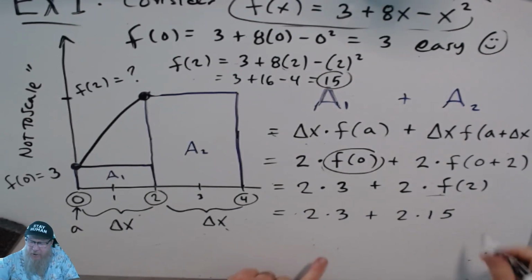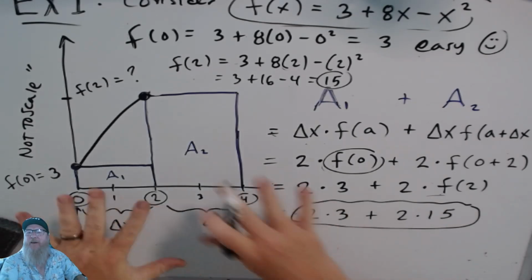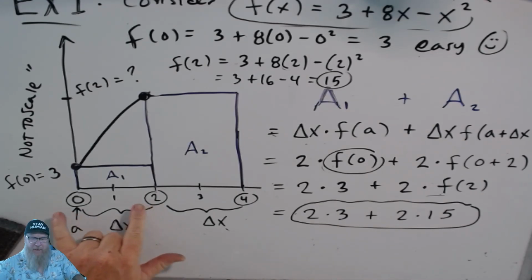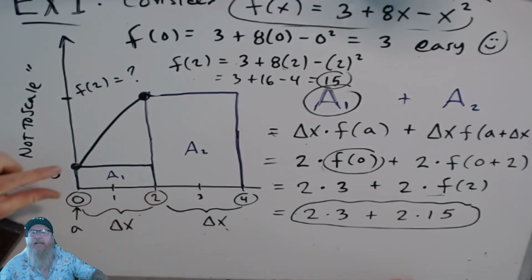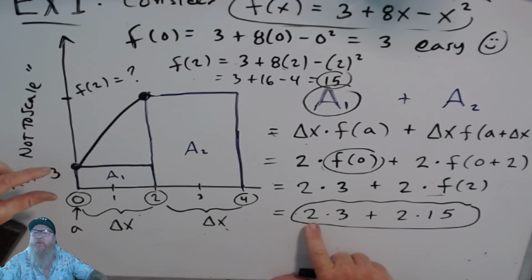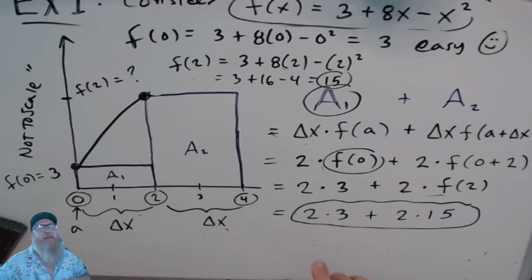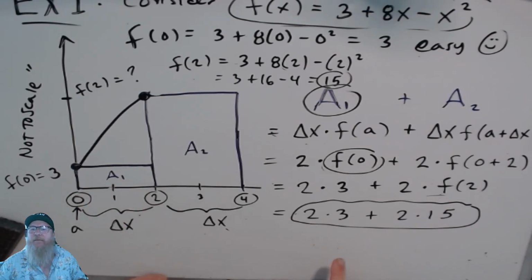I probably could have started the problem here if you can see very clearly the width and the height of each rectangle. Let's just double check that before I calculate it. The width of the first rectangle is clearly 2, and its height is 3, right? So width times height, or sometimes we say base times height. There's a lot of different ways to say it. It's just multiplying the two sides of the rectangle. So that's clearly 6. That's the area of the first rectangle.